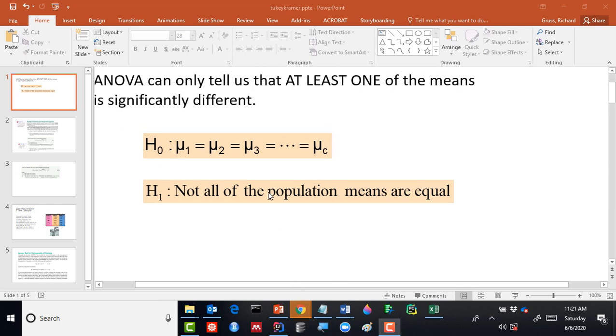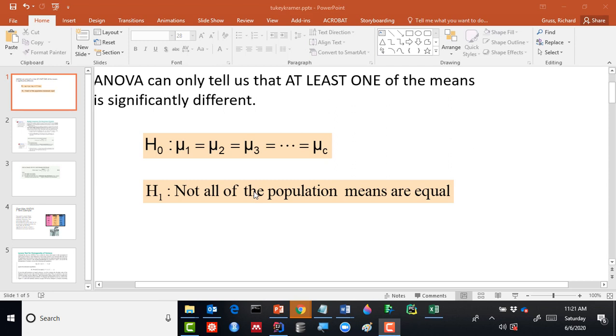Remember that when we perform an Anova, the only conclusion that we can derive from rejecting the null hypothesis is that not all of the population means are equal. So our null is that they are all equal, and rejecting it just tells us that there are at least 2 of them that are not. We could potentially have 50 means, and we don't know which ones are actually different. So we have to do some follow-on tests.